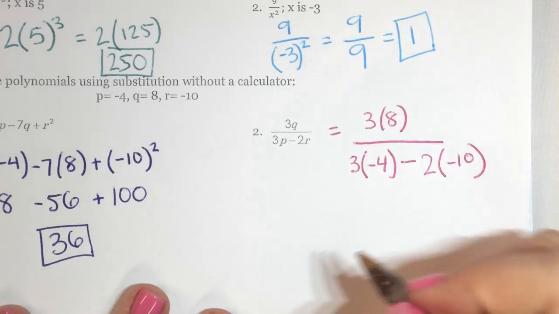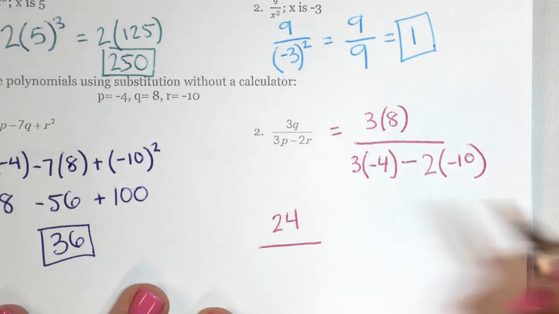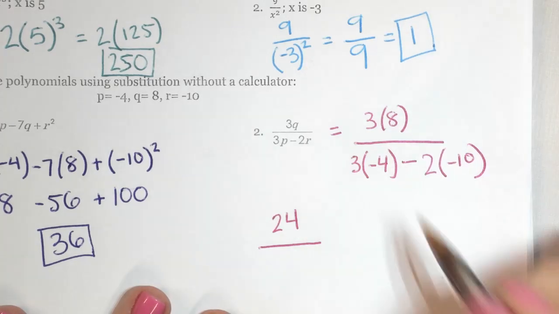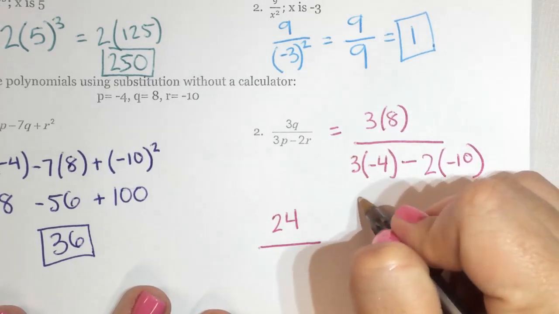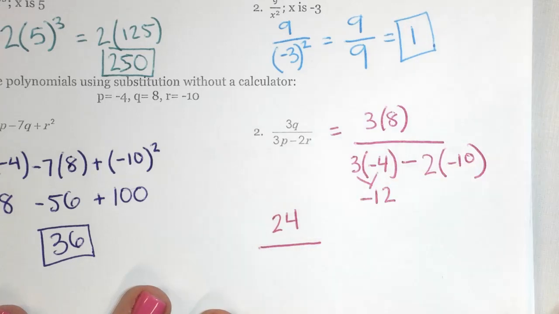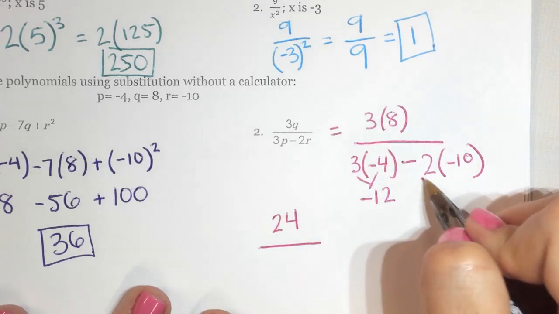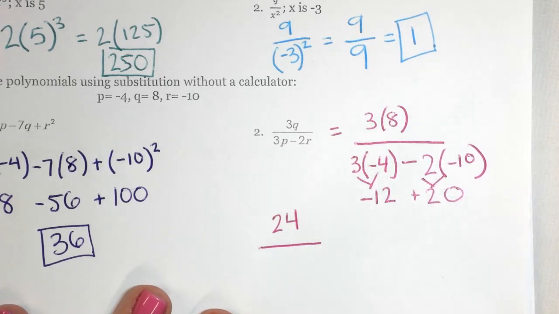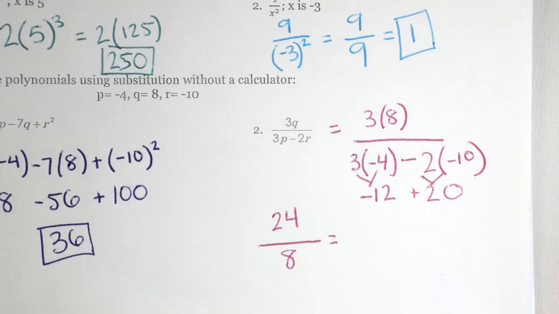So what's 3 times 8? What do I do on the bottom to simplify that? What am I going to do first? But by doing what first? Yeah, and what's 3 times -4? -12. Now what? What do I do next? Multiply -2. And what's that give me? +20. And what does that give me simplified? +8. So simplify 24 over 8. 3.